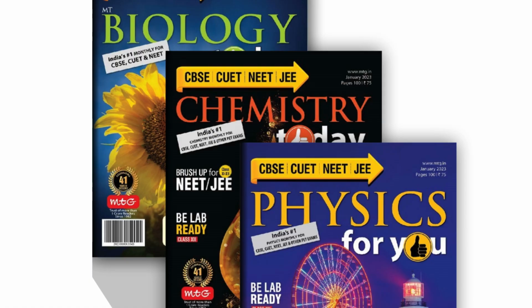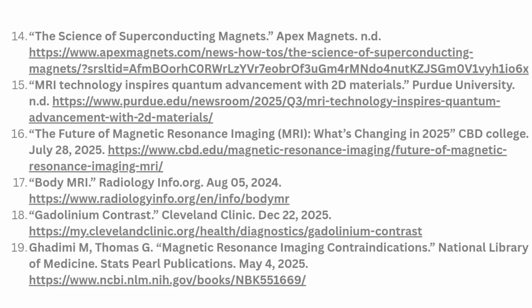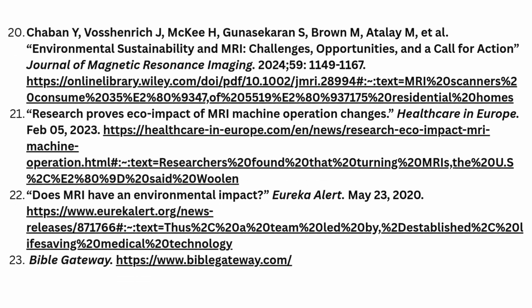There you have it. MRI technology does indeed combine principles of physics, chemistry, and technology to create such a detailed picture of what it looks like inside us.